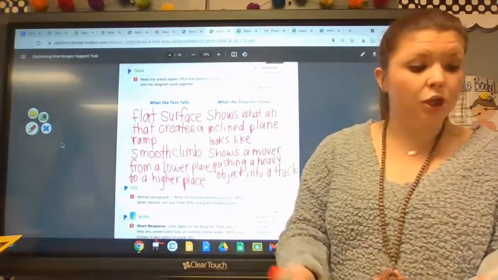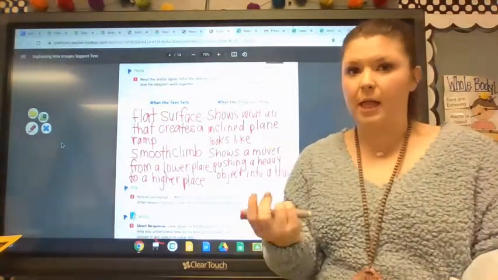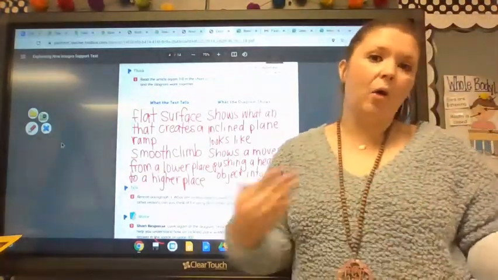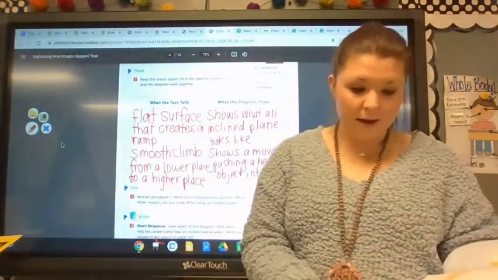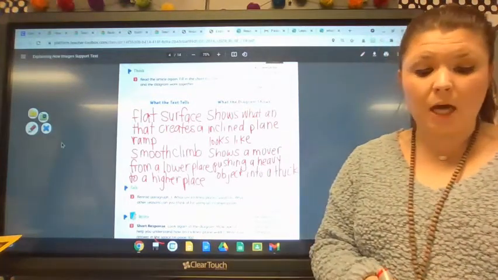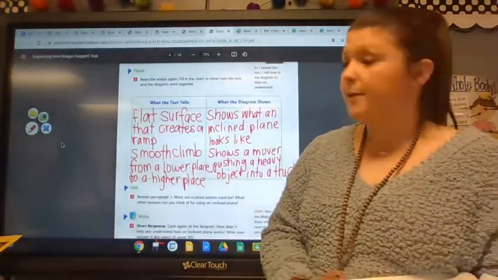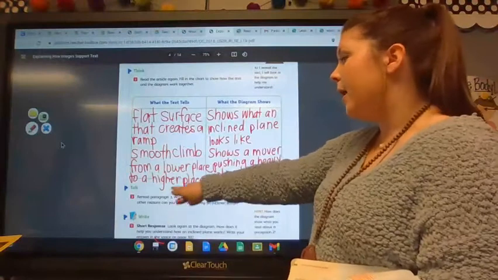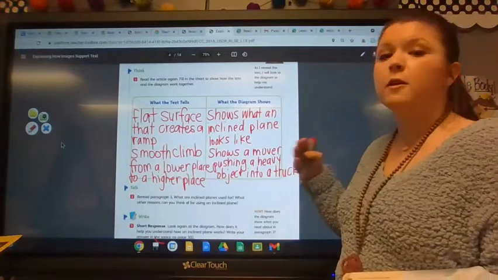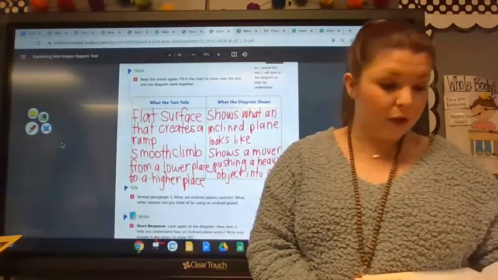Now, the text, like I said, told me in paragraph number 3, loading ramps for moving trucks are another example of an inclined plane. But the diagram actually shows me how the mover is using that, okay? So the diagram and the article helped me to understand what an inclined plane is and how it works. It is a flat surface that creates a ramp that has a smooth climb from a lower place to a higher place. I know what it looks like, and I can see someone actually putting it into use.